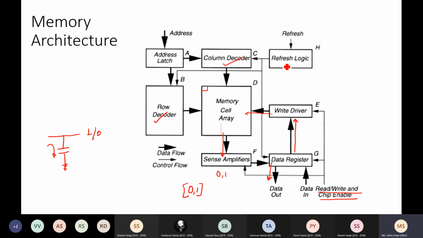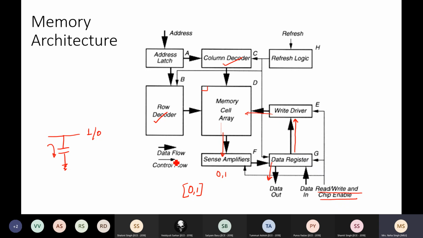So your refresh logic is controlling column decoder, row decoder and the data register. जैसे ही हम refresh logic को enable करते हैं, column decoder starts to read from 0 to maximum, row decoder starts to read from 0 to maximum, such that every cell is accessed, and at the same time data register loads 0, so that write is enabled and everything goes to 0.